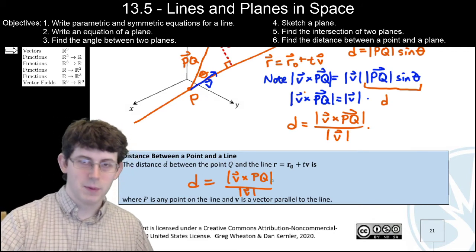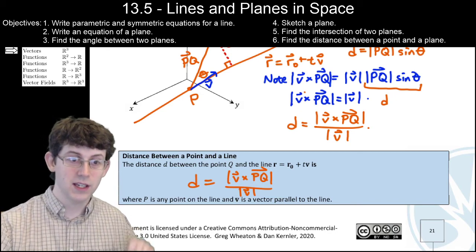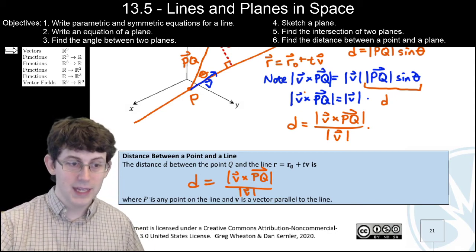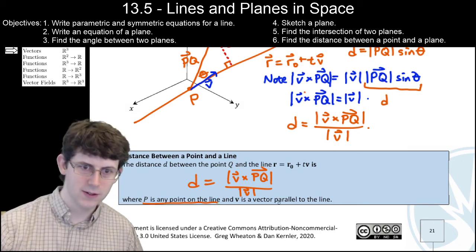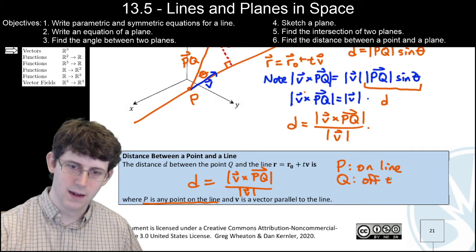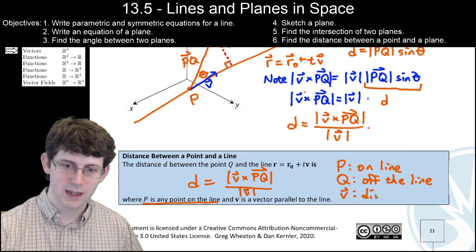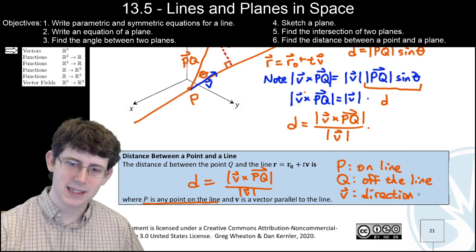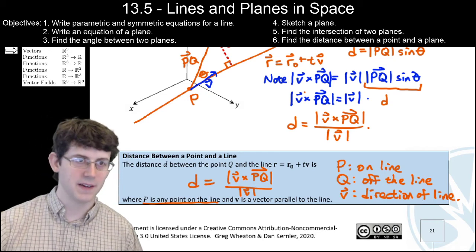Unfortunately, just knowing this formula by itself is a little bit sketchy, because this formula is the distance between Q and the line, where P is a point on the line. So you have to keep that straight when you're using the formula, like what's P and what's Q. So P is on the line, and Q is off the line. And V in this formula is the direction the line is going. Notice that I'm not saying the slope of the line. We're thinking of lines as having a direction vector. So you can use this formula to find the distance between a point and a line.